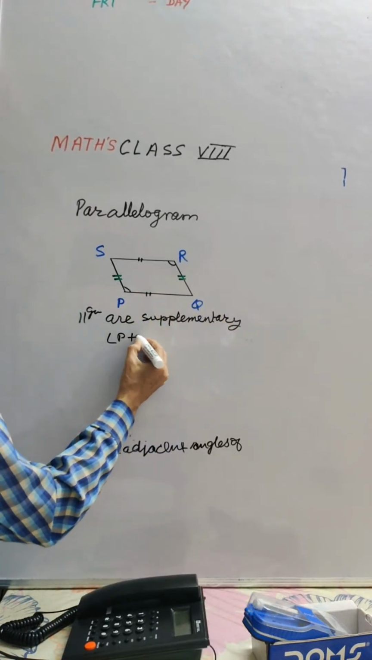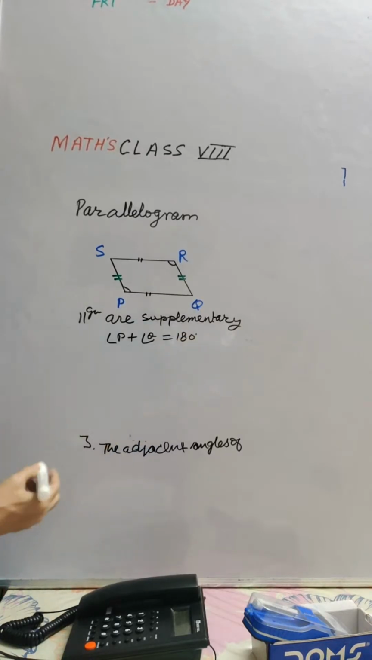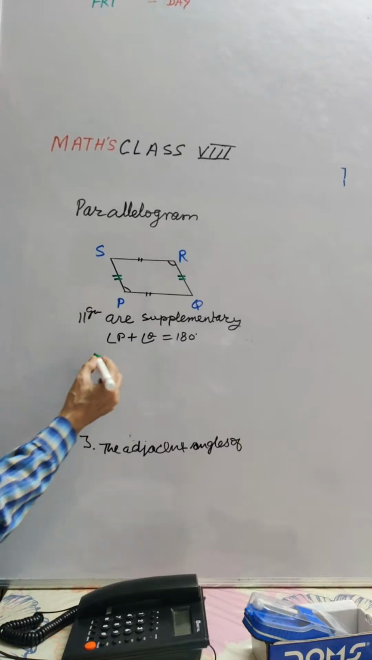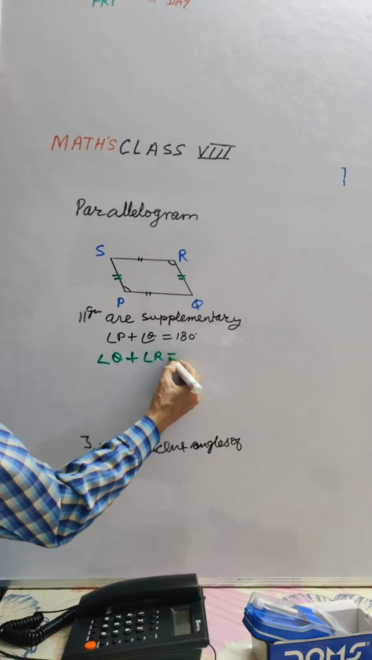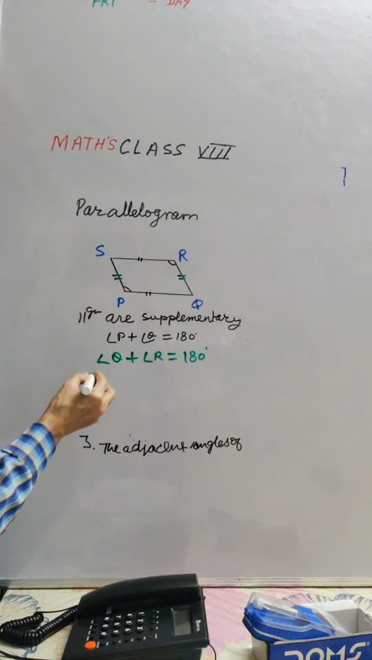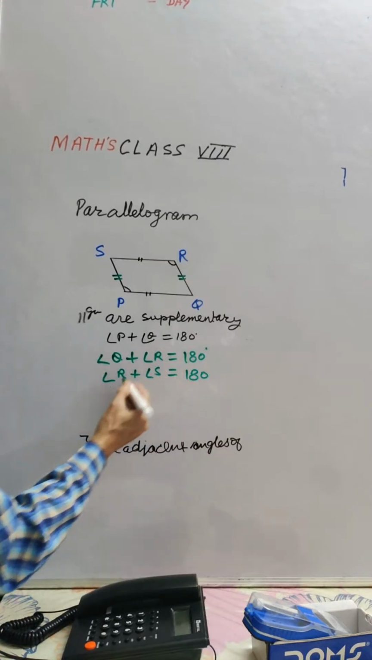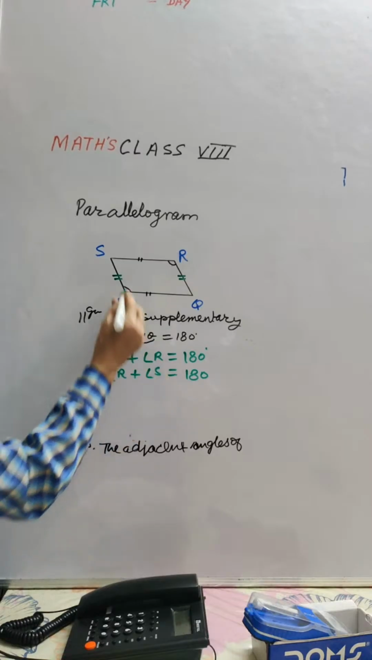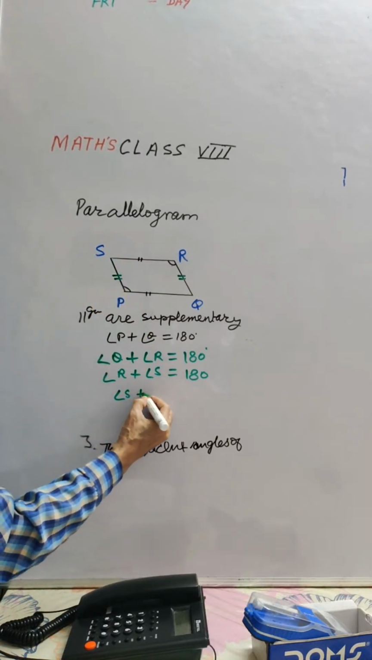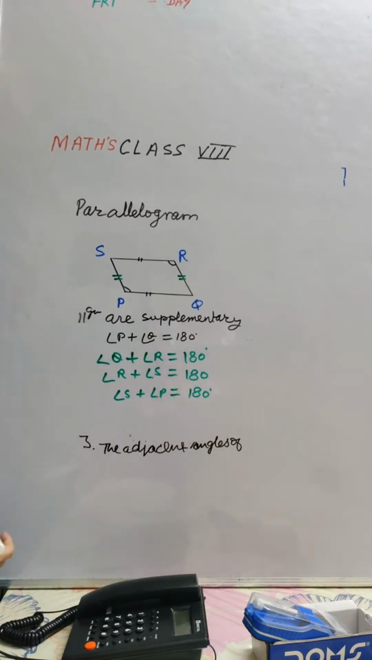Means angle P plus angle Q is equal to 180 degrees. Angle Q plus angle R is equal to 180 degrees. Similarly, angle R plus angle S is equal to 180 degrees. Angle S plus angle P is equal to 180 degrees. The sum of all two adjacent angles is 180 degrees.